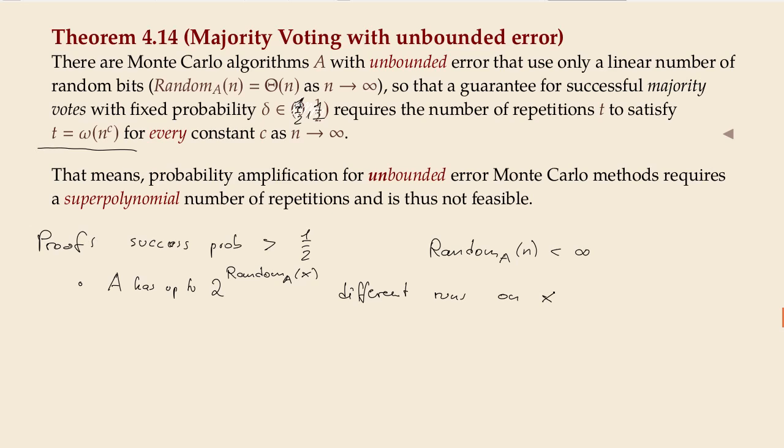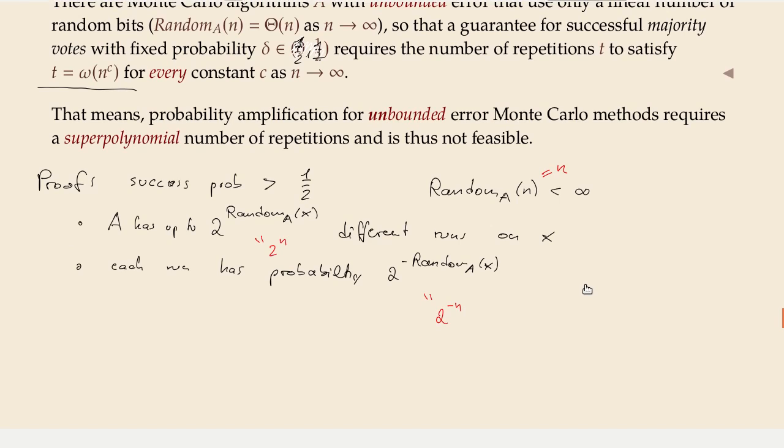That's just what can happen. And each of these runs has then this probability, 2 to the minus the number of random bits. Well, if we now assume that this is actually just n, so one instance for that, so this is 2 to the n, this is 2 to the minus n. It shouldn't come as a surprise that we can have an exponential number of different runs. That's the same that we had for non-determinism.